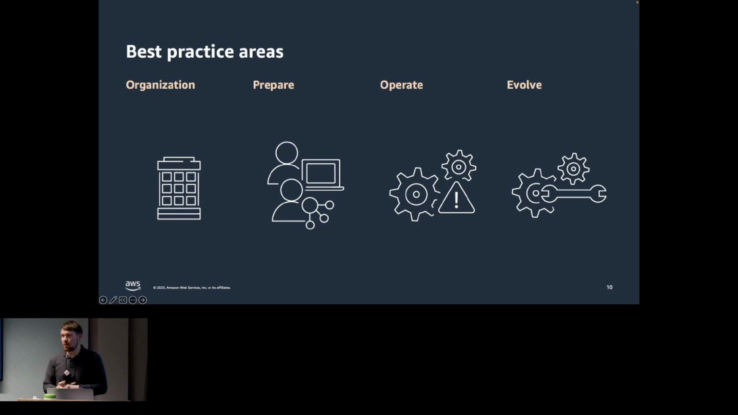In preparing for operational excellence, it's important that we understand our workload and that we know of its expected behavior. We need to be able to see the internal state of our workload so that we're able to support observability and investigation of any issues. And I will give you an example of observability in a bit.